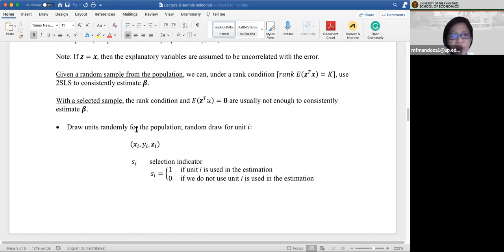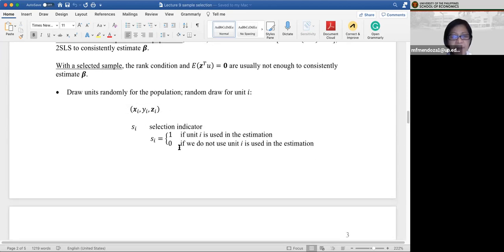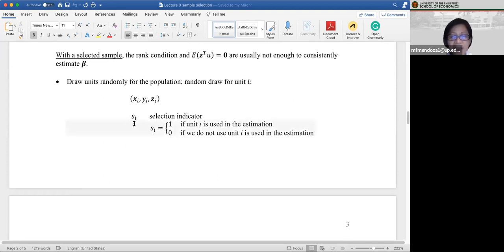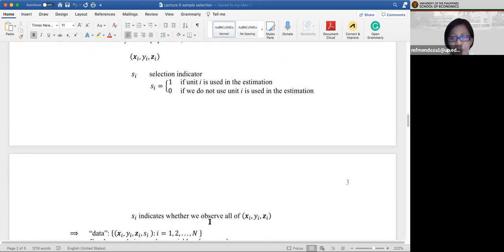Draw units randomly from the population. For any random draw, for unit i, suppose we have x_i, y_i, and z_i. Then let us have a selection indicator s_i, a binary variable. It is equal to 1 if unit i is used in the estimation, and 0 if we do not use observation i in the estimation. So s_i indicates whether we observe all of x_i, y_i, z_i. If we can observe them, we might as well include that in the estimation, so set s_i equal to 1 in that case.